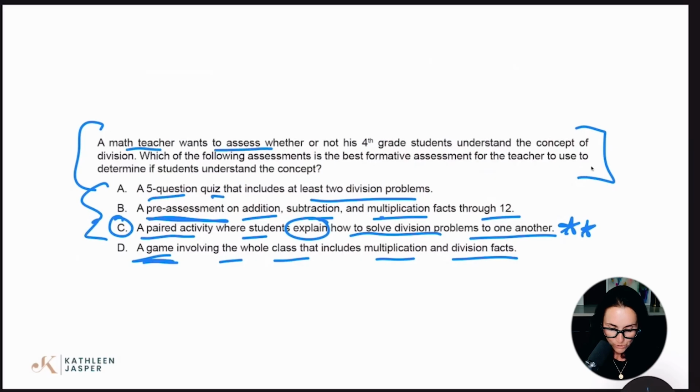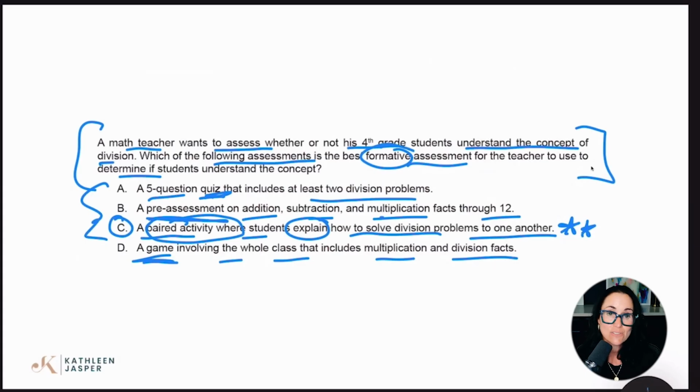A math teacher wants to assess whether his 4th grade students understand the concept of division. Which of the following assessments is the best formative assessment for the teacher to use? Well, a quiz is a formative assessment, but a 5-question quiz is not the best. Observing a paired activity and watching students explain is also a formative assessment that gives you a lot of powerful qualitative anecdotal data. So C is still the best.